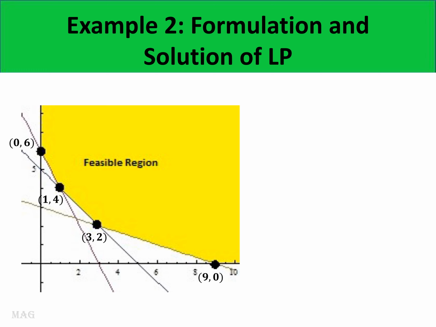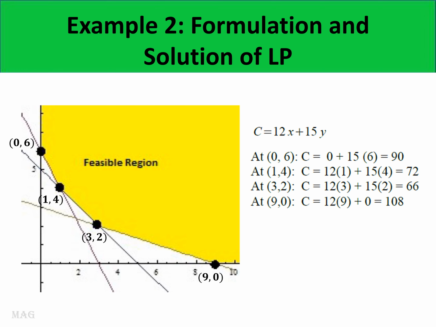Substituting the coordinates of these corner points into the objective C equals 12 times x plus 15 times y, we get C equals 90 for (0, 6), 72 for (1, 4), 66 for (3, 2), and 108 for (9, 0). Since the objective is to minimize the total cost, then our minimum total cost is 66 pesos, which corresponds to 3 cups of drink X and 2 cups of drink Y. And this solves our example.